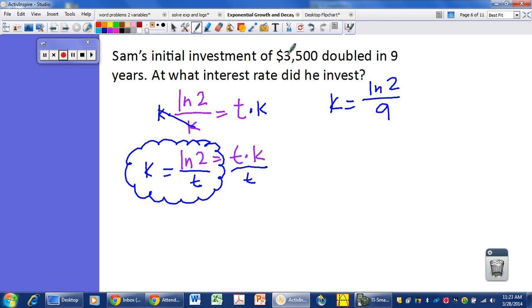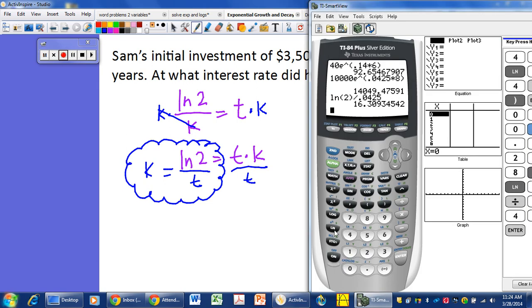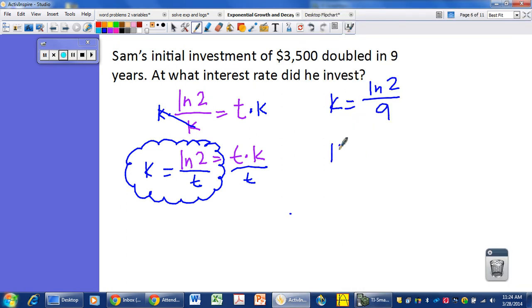So our rate was the natural log of 2 divided by 9. Notice the amount that you start with doesn't ever matter, because what matters is that when you divide this, you're going to get a factor of 2. So it will take $3,500 the same amount of time as it takes $10,000 to double, as long as it's doubling at the same rate. So figuring out the rate, natural log of 2 divided by 9, the amount of years, and you get 0.077. So k is equal to 0.077.